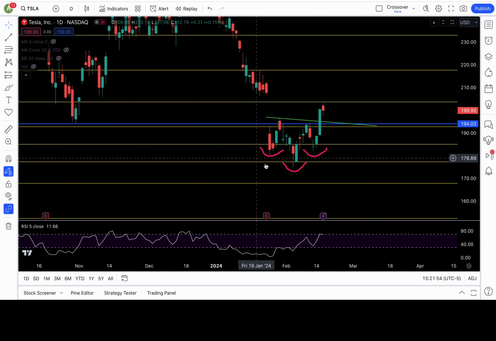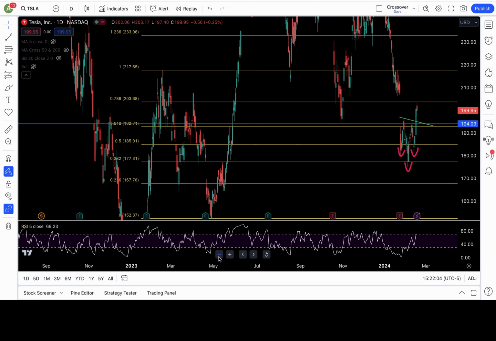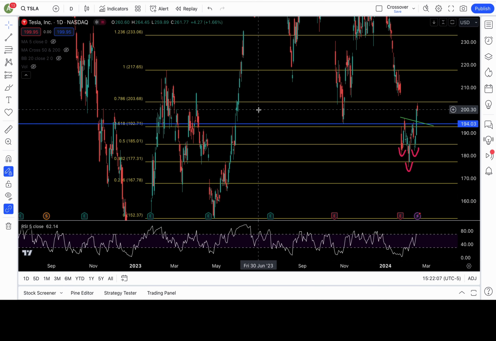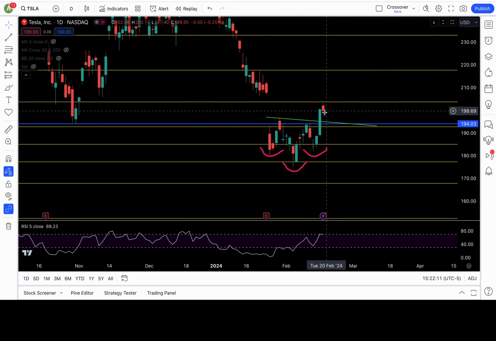Tesla, we had that inverse head and shoulders. Looked like on Thursday it played out. Broke out the neckline, gave us a decent move to the upside, going as high as 203-ish. I had a fib level around that area, 203.68 to be exact. Got a big body green candle followed by this small body candle with some wicks on the top and the right. Is that an evening star pattern? Could we get a reversal here? Maybe, or it could just be a regular pullback.